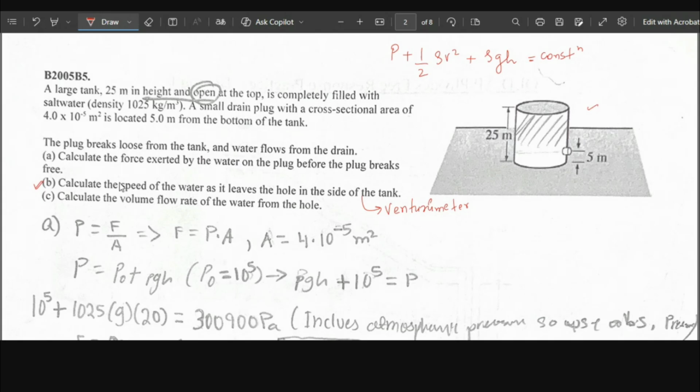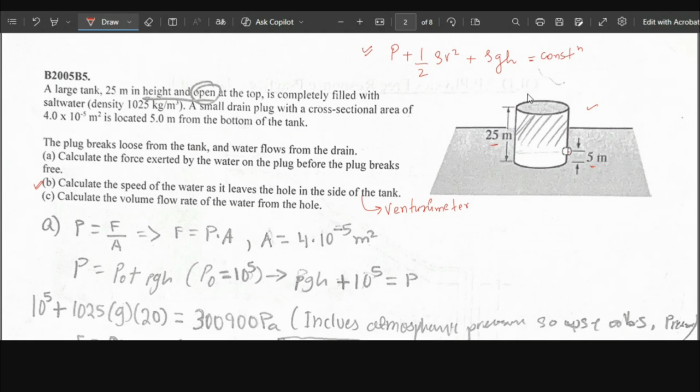Here you can see, calculate the speed of the water as it leaves the hole in the side of the tank. It is mentioned that this particular hole is 5 meters above the ground, and the total height of the container is 25 meters. So there is a clear difference in the height. We will apply this equation only. Now let us talk about the different scenarios. As you can see, the tank is open.